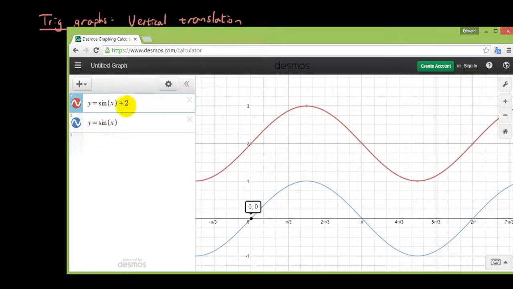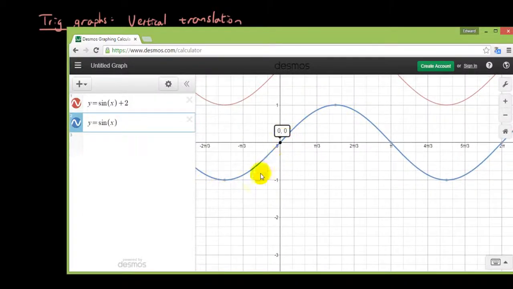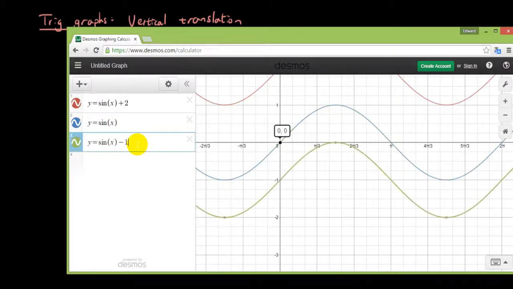So we can also subtract, okay? So let's say I want to translate the original curve, which is the blue one, down. So I can just put in y equals sine x minus 1, right? Then it goes down by 1 unit. So that is the vertical translation, right?